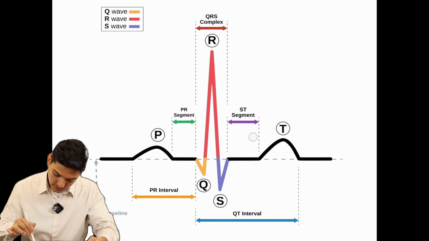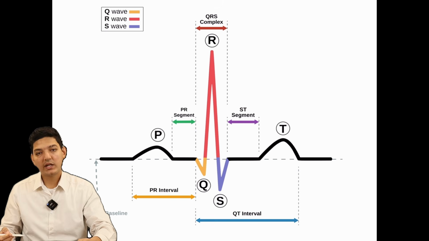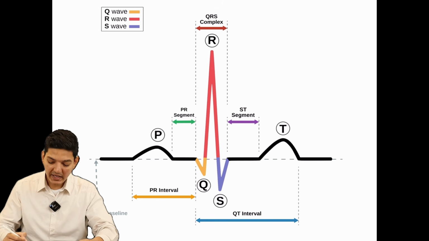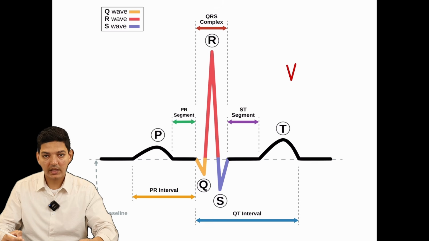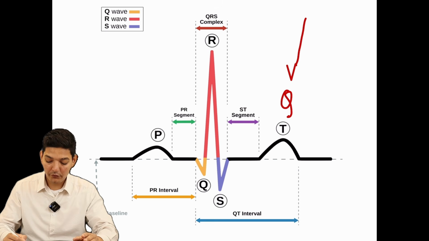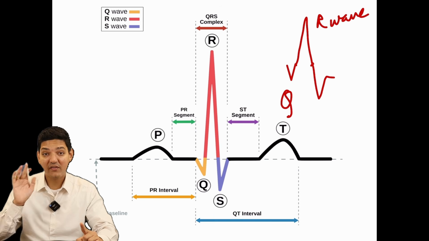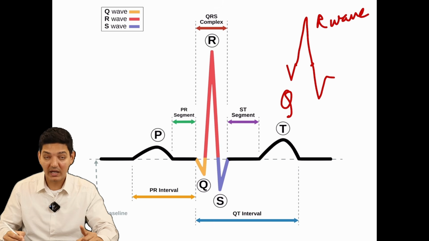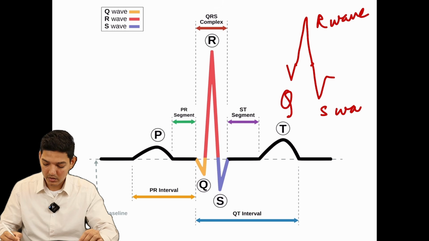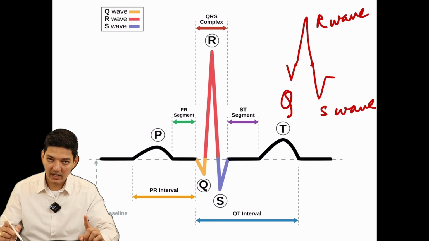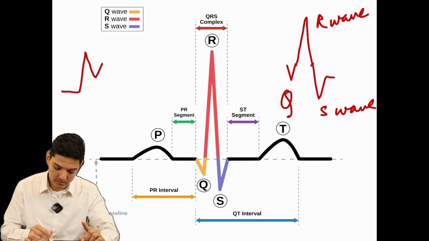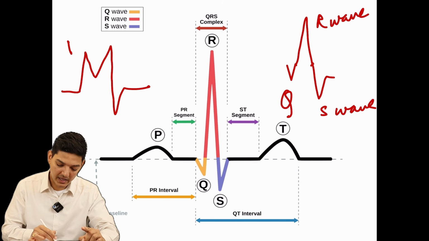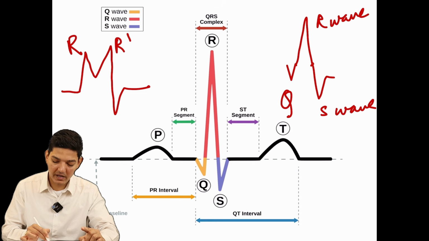Second thing you need to understand here is the nomenclature of the QRS wave. Any first downward deflection on the EKG in the QRS segment is termed the Q wave. Any first upward deflection is the R wave. The downward deflection after the upward deflection is always the S wave, regardless of whether there is a Q wave or not. And if you have a second R wave, for example, something like this, the first is called the R wave, and the second one is called the R prime wave.